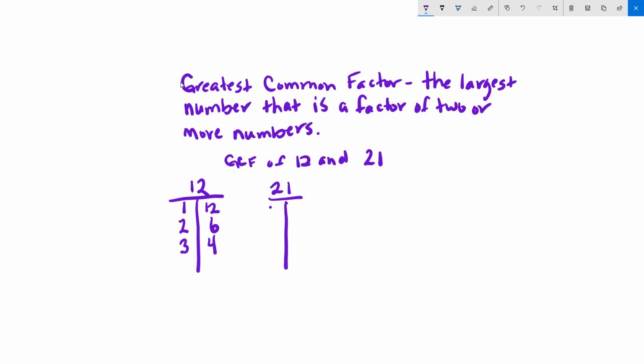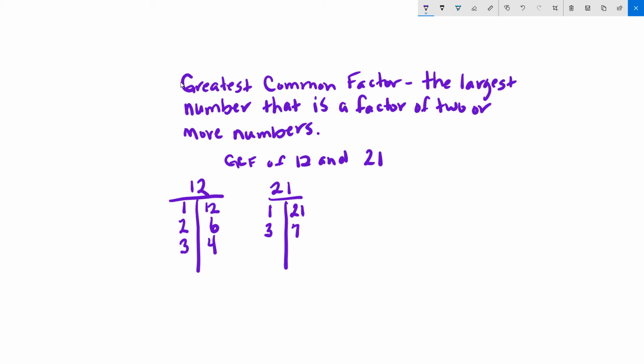4 will not go into 21 because 4 goes into 20, and then there's not enough. 5 won't go into 21. 6 will not go into 21, and 7 goes in 3 times, and we've started to repeat the factors. Once we repeat, we know we have them all. So these are all of the factors of 21. Then we look in both lists and see the largest number that's in both lists. The greatest common factor of 12 and 21 is 3.